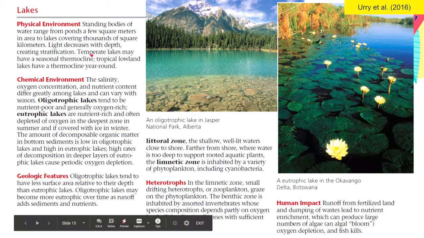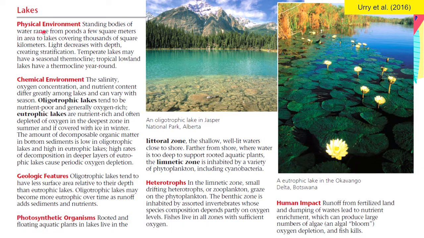So in summary, lakes and ponds are generally standing bodies of water. They are still, there's no current. They could range from a pond of a few square meters to a lake covering thousands of square kilometers. Light decreases with depth. We've noticed that in the zones from photic to aphotic in a lake and pond.